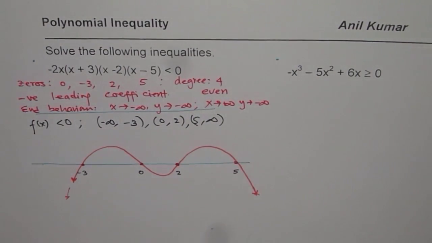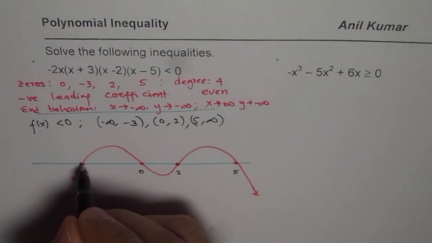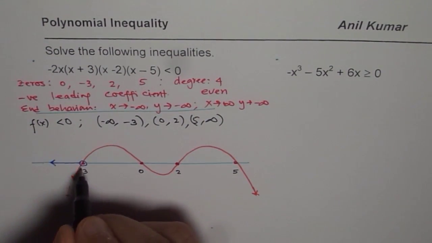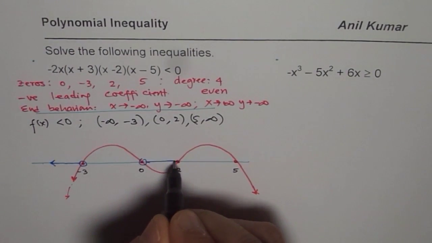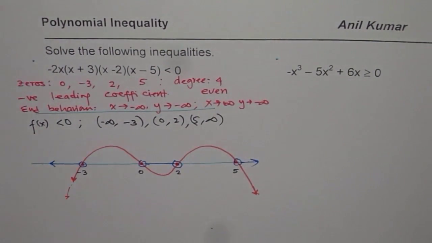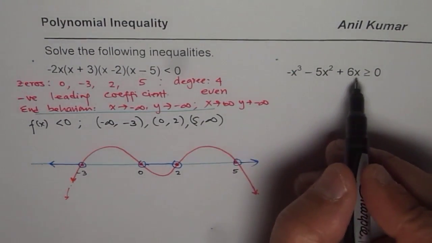So we can clearly see that the intervals are negative from this point to this, between these two points, and then from here to infinity. So from the graph we can easily get the solution. That is one way of doing it. I hope you find it very efficient. Now let's do the next one.